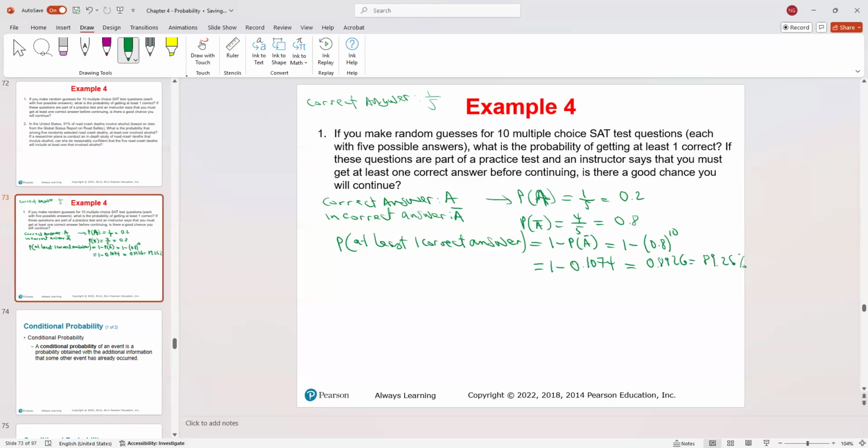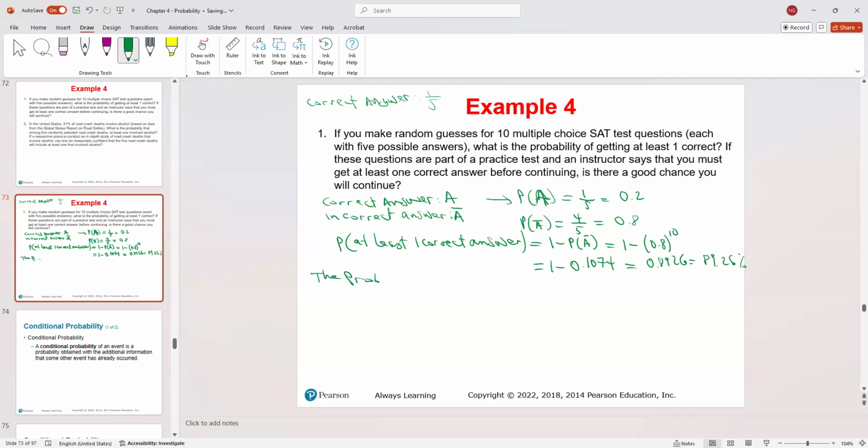I don't know if you see what it is. First of all, we need to identify that the probability of a correct answer is 1 out of 5, 20%. The probability of getting an incorrect answer in one question is 4 out of 5, so 80%. Because you have 10 questions, you need to multiply 0.8 by itself 10 times. Then you subtract it from 1, from 100%.